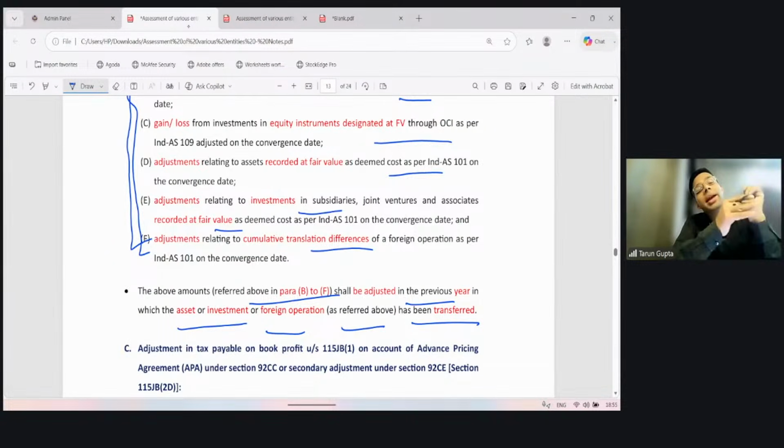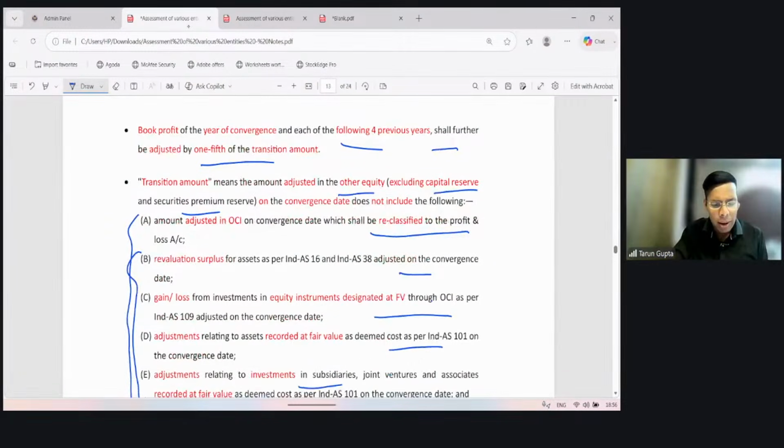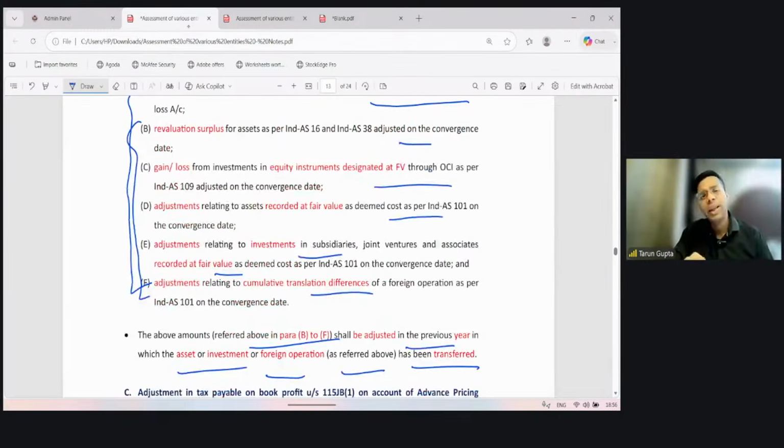Okay, then in the first year adoption, the transition amount is adjusted in 5 equal installments in the year of convergence and 4 subsequent years. Transition amount means any amount adjusted in other equity, except on account of capital reserve and securities premium, and excluding these 5 items. First item is any amount adjusted in OCI which will be reclassified to P&L. And the other 4 items are on account of revaluation or change in the carrying amount of the asset to the fair value as per Ind AS 109 or 101. Okay.